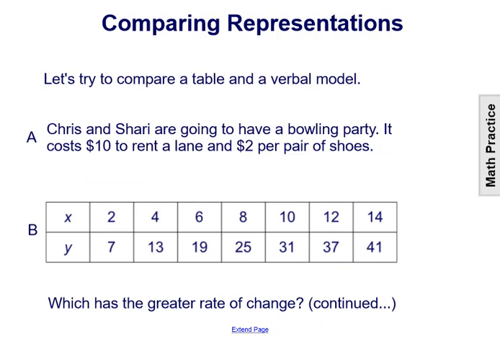Now let's try to compare a table and a verbal model. We have the verbal model in A that reads, Chris and Shari are going to have a bowling party. It costs $10 to rent a lane and $2 per pair of shoes. And then B is our table. And again, we want to know which has the greater rate of change. First, let's start by finding the rate of change or slope of the first verbal model function in A.